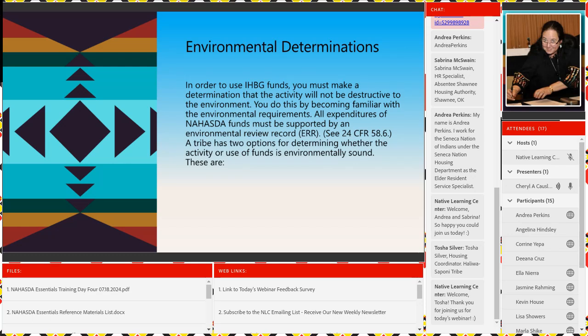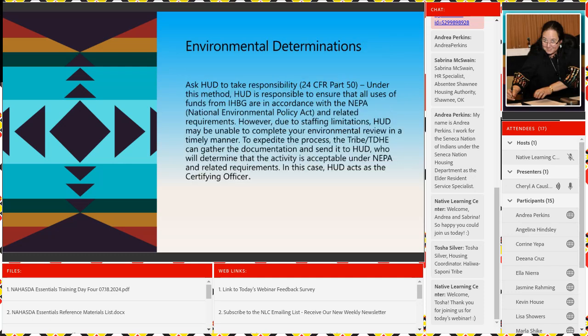The tribe has two options for determining whether the activity or use of funds is environmentally sound. These are, you can ask HUD under Part 50 to do this for you, okay? I don't know of anybody that does this. HUD's still not in the office full time, and you still have to gather all the information and give it to them.